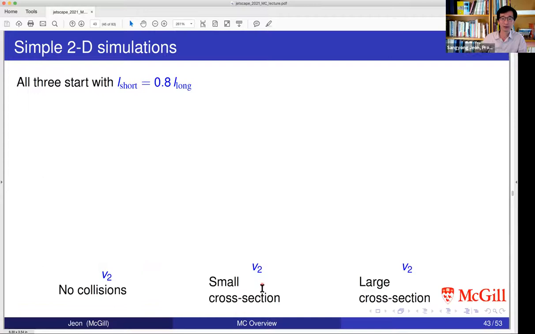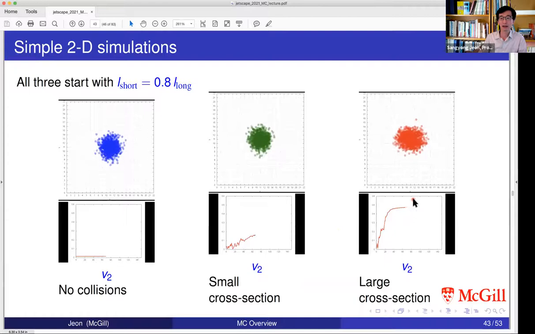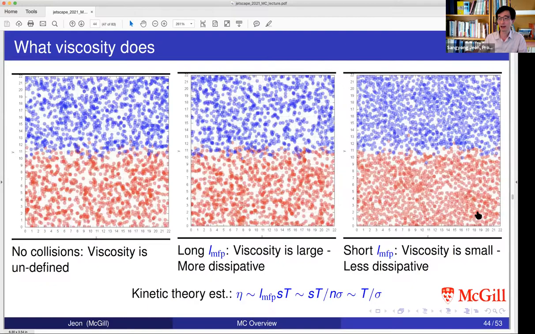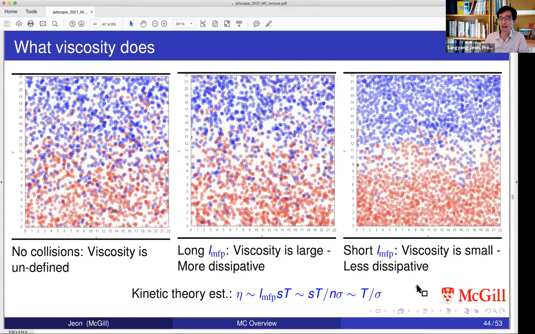V2 develops very slowly, but with a large cross section, you can actually see that the elliptical shape turns the other direction because of pressure, basically. Or you also heard that a lot of times the large cross section means small viscosity. Intuitively that's not easy to grasp, but if you make a simulation like this, it's easy to see.